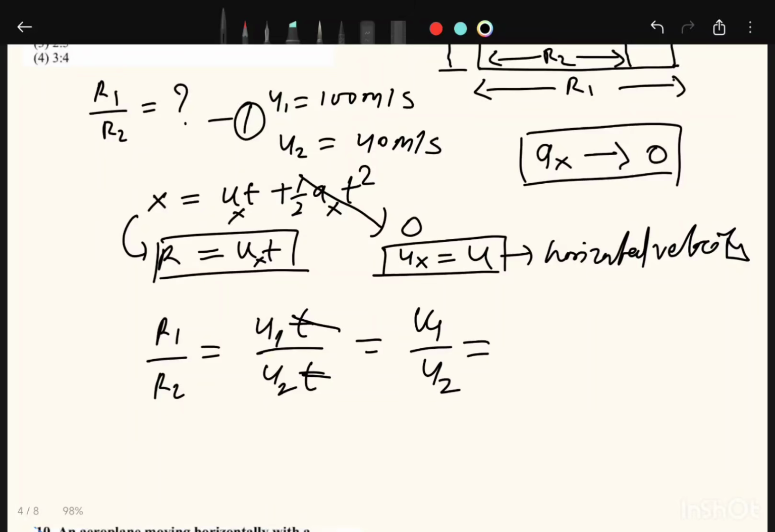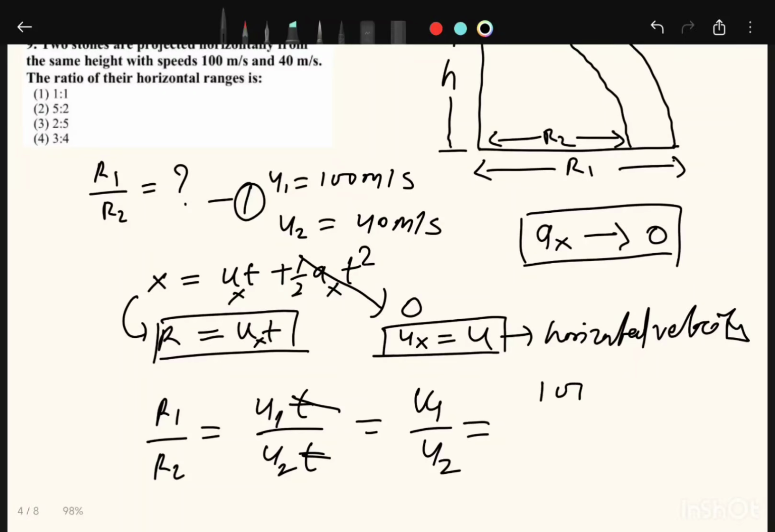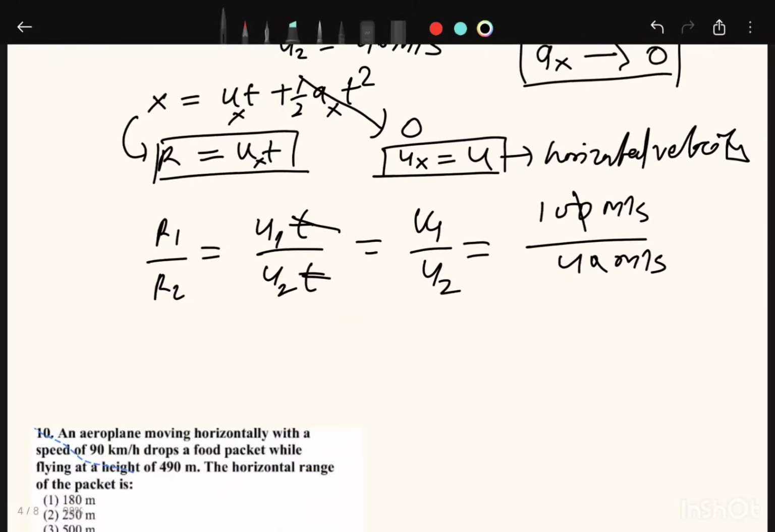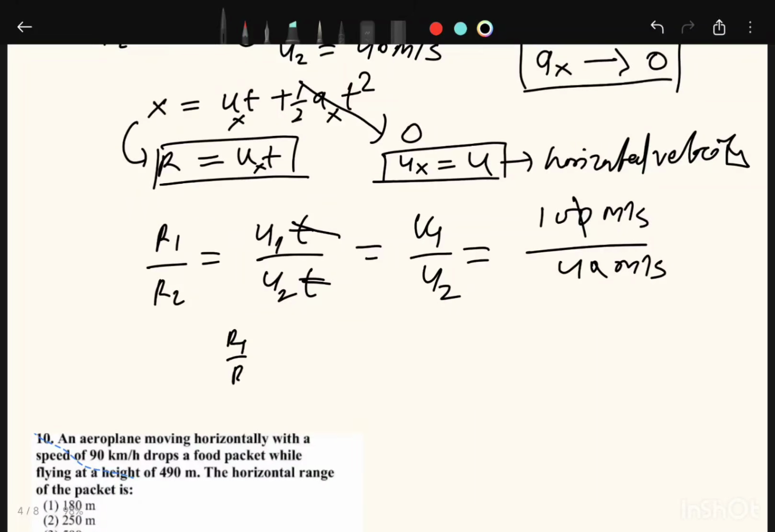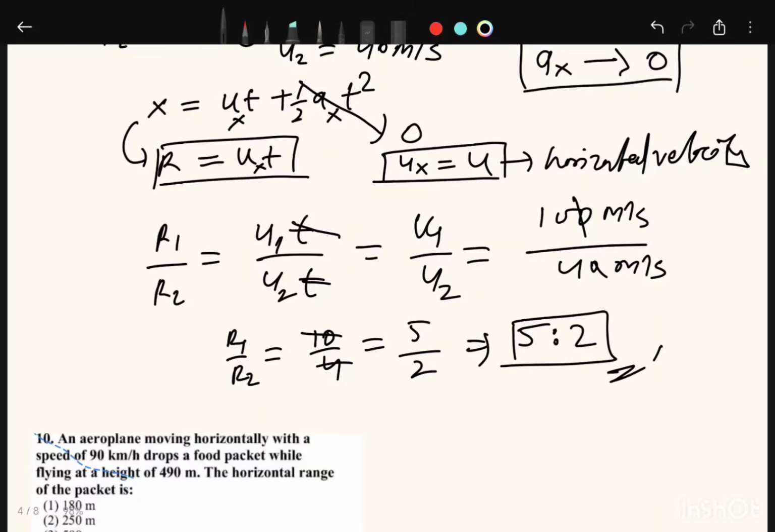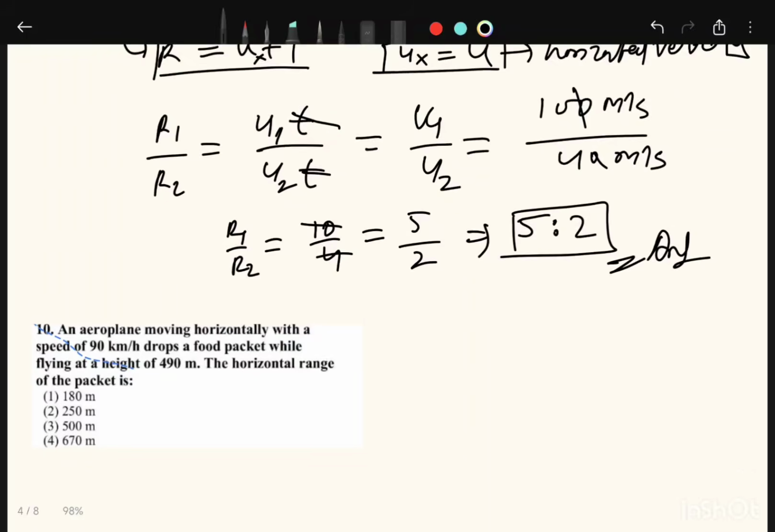So u1 value is 100 meter per second and u2 value is 40 meter per second, right? So you can see here the r1 by r2 ratio is nothing but 10 by 4, it will be 5 by 2. So the ratio will become 5 by 2, right? So that is our answer. Okay.